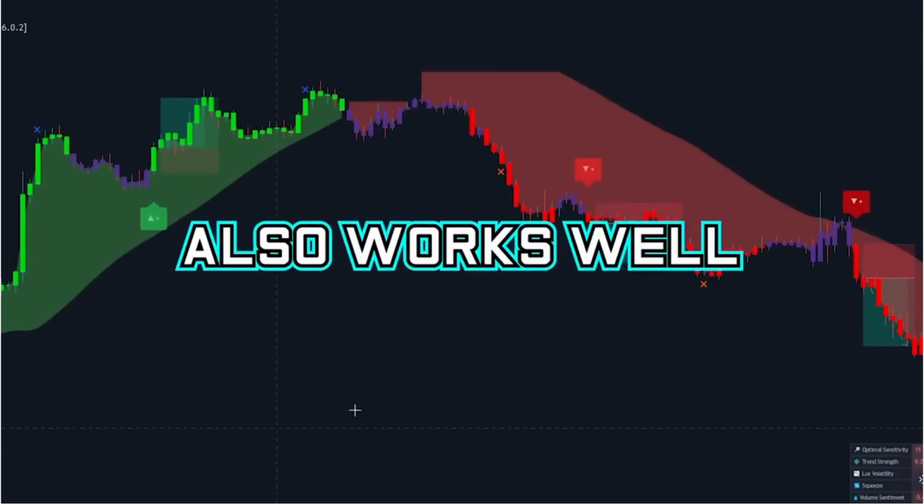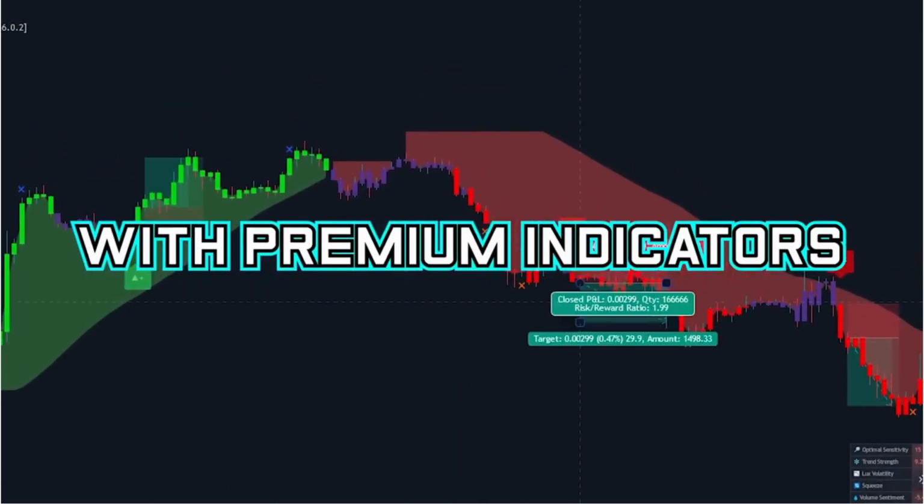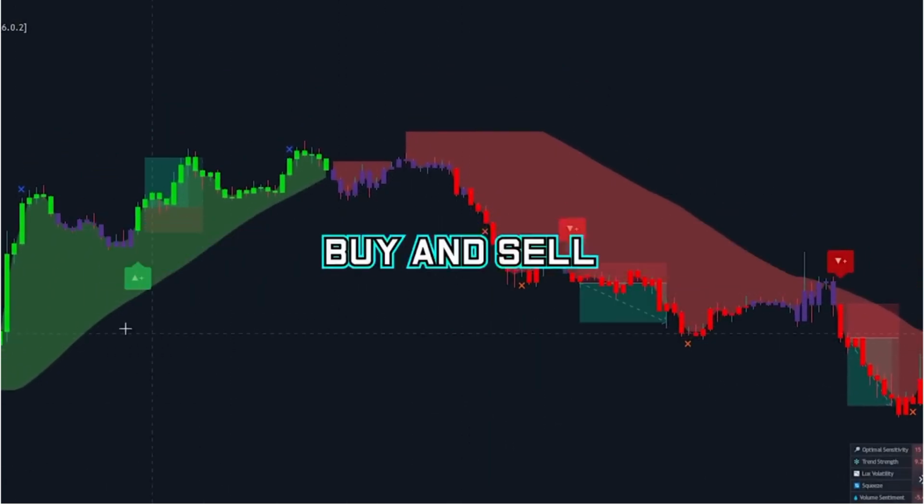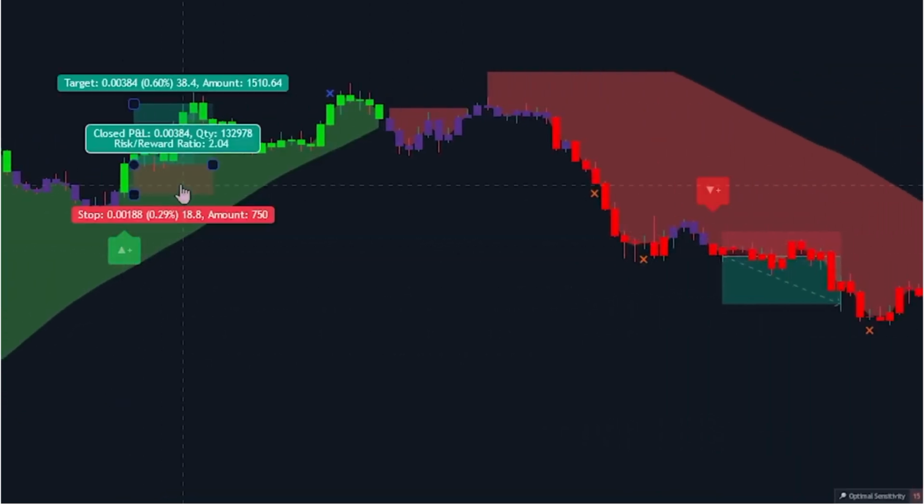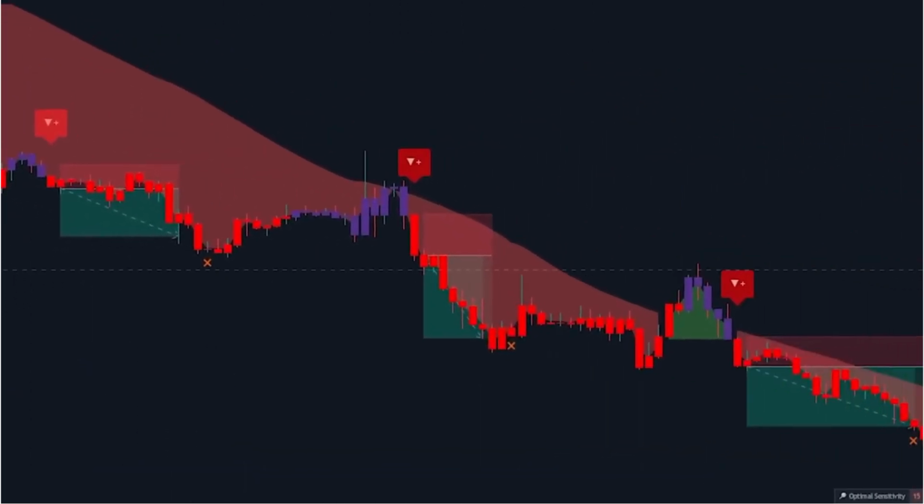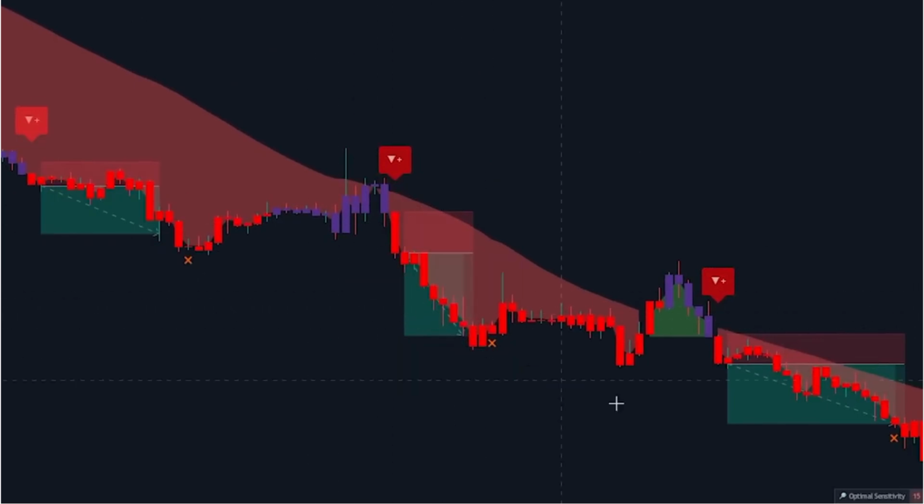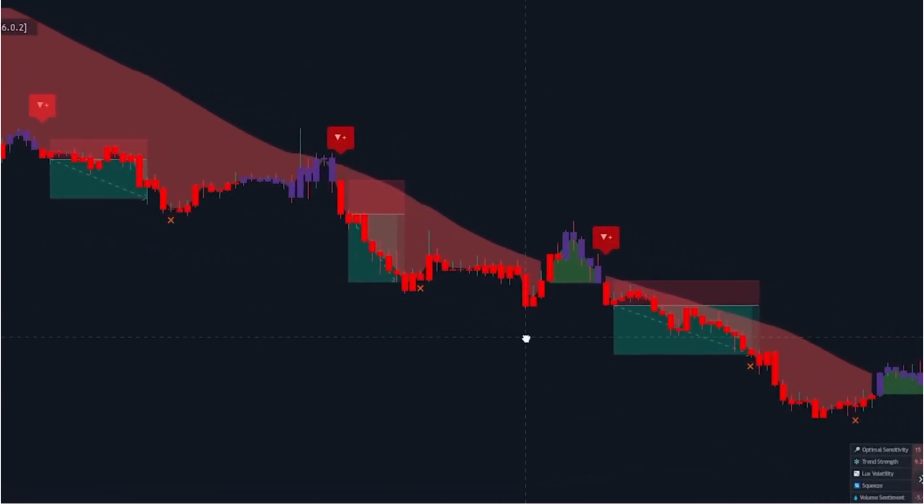The indicator also works well when combined with premium indicators such as the Premium Lux Algo Buy and Sell indicator. As you can see, if we were to buy every time the supertrended moving averages indicator was bullish and a buy signal was provided, and sell every time the supertrended moving averages indicator was bearish and a sell signal was provided, we would have potentially captured profitable trading opportunities.